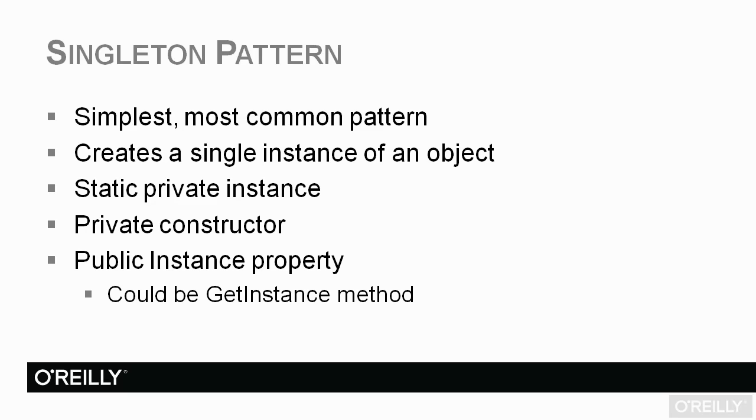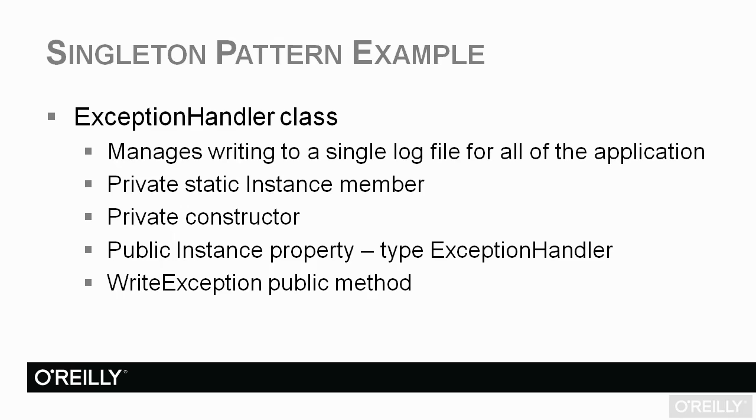That could also be a getInstance method. I've seen it done both ways. I'm not sure that it makes a big difference in C# as to which you use. I kind of actually prefer the property just because of the way the code looks throughout the application in using that property. So in our example, we want an exception handler class.